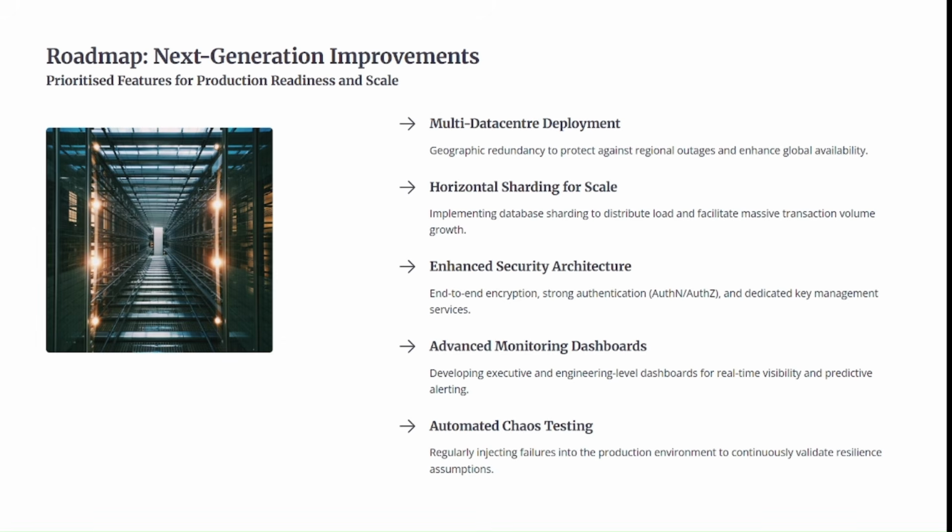To improve operational visibility, we'll be developing advanced monitoring dashboards. These will provide both executive and engineering teams with real-time insights, enabling predictive alerting and faster incident response. Finally, we'll automate chaos testing as part of our continuous integration pipeline. This means regularly injecting controlled failures into the production-like environment to continuously validate our system's resilience assumptions.